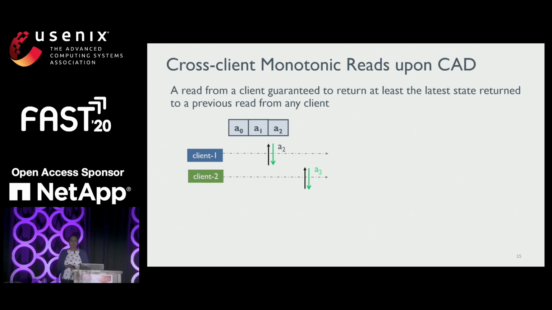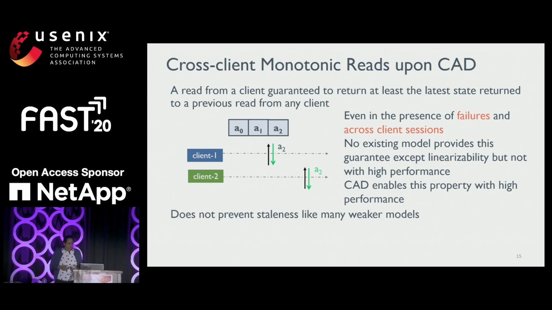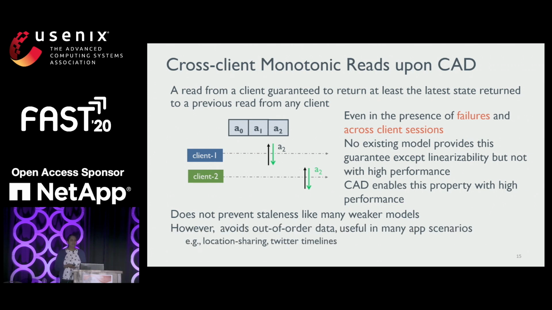And this is what we mean by preventing out-of-order states across multiple client sessions. And we provide this guarantee even in the presence of failures and across multiple client sessions and across client disconnections. To the best of our knowledge, only linearizability provides this guarantee as cross-client monotonic reads in that it prevents out-of-order states across clients. However, linearizability is slow because it requires immediate durability. On the other hand, CAD enables this property with high performance. We do note that CAD does not prevent staleness, like many other weaker models. However, as I said earlier, it prevents out-of-order states across client sessions, which is useful for many practical applications like location sharing and social media timeline, et cetera.